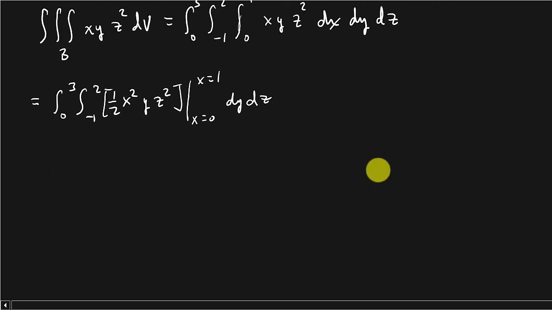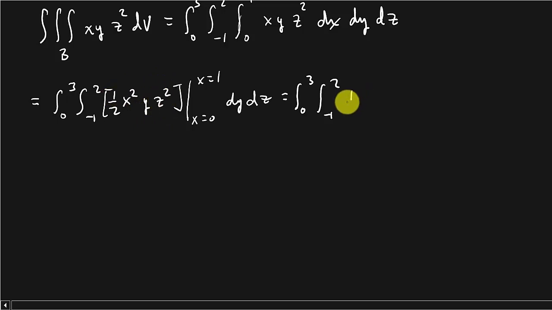So now let's see what we get here. So that's going to be 0 to 3, -1 to 2, and now I've got to evaluate this from 0 to 1. So I'm plugging the 1 in for x, and I'm plugging the 0 in for x. And keep in mind the 1/2, the y, and the z squared, those are like constants.